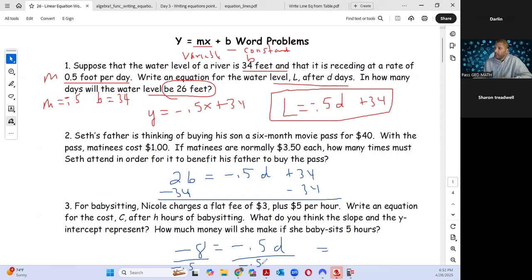The two negative 0.5s cancel right out. So we've got D equal, the two negatives make a positive, so we get 8 divided by 0.5, and we get D is equal to 16. That means it would take 16 days for the water to go from 34 feet down to 26 feet. Again, this is a linear equation. It might not seem like it, but it is.